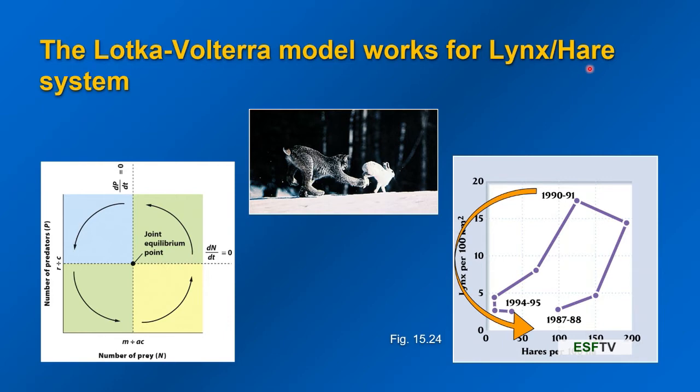Here's one more. I pulled this out of your text from figure 15. Again, it's the snowshoe hare lynx model, and it's actually real data where they're showing you the number of hare on the x-axis per hectare, per 100 hectare, and the number of lynx.